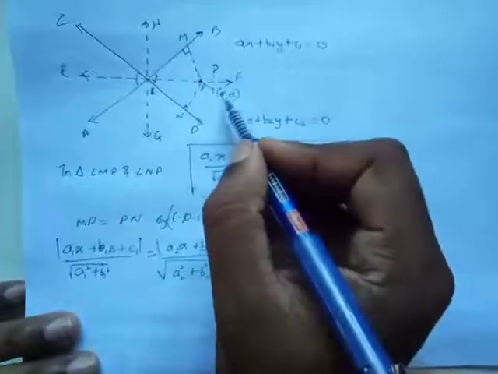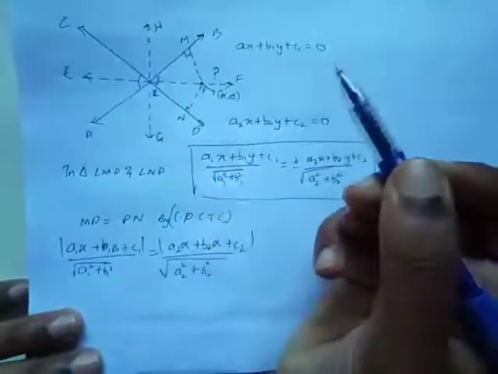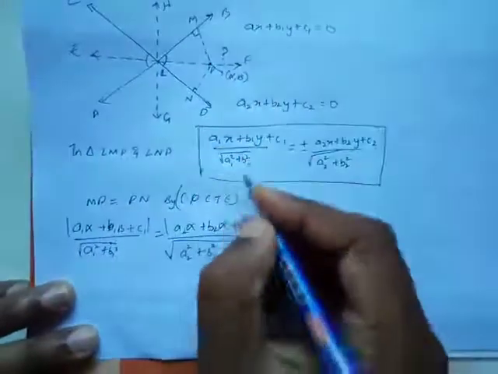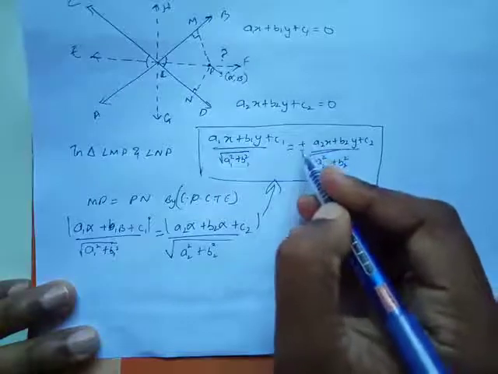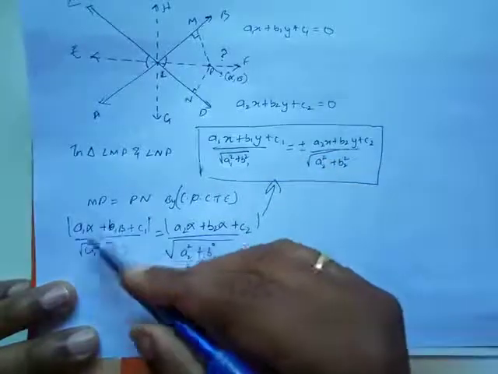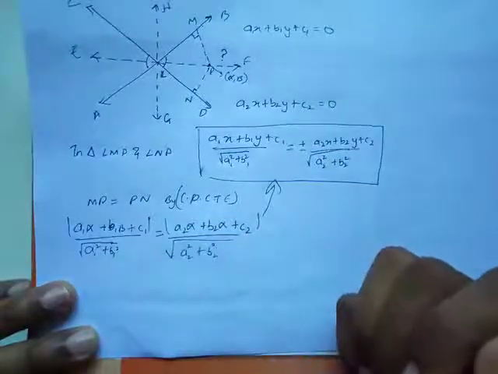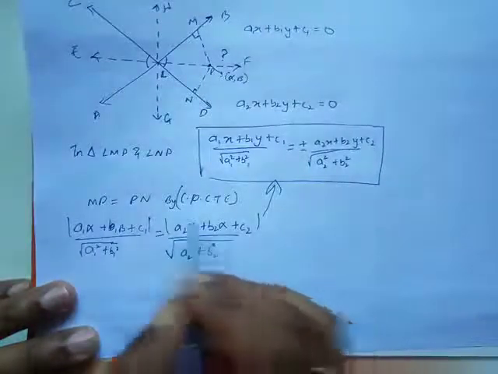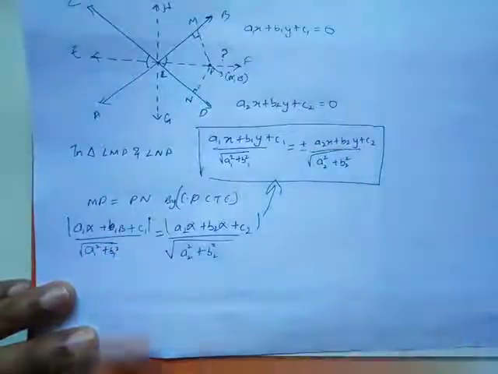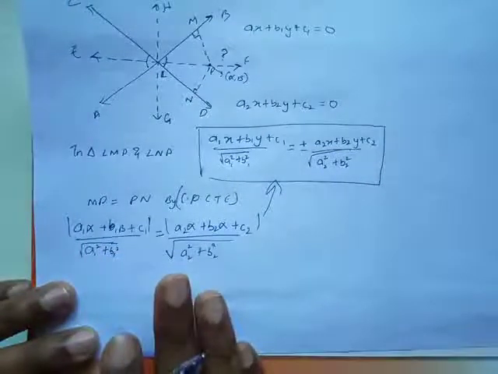So if I put x and y in place of alpha and beta, my answer is going to come like this. And why plus and minus? Why am I getting plus and minus? First of all, I'm removing the absolute value. That's why plus and minus is coming: when the absolute value is removed, both the signs can come.